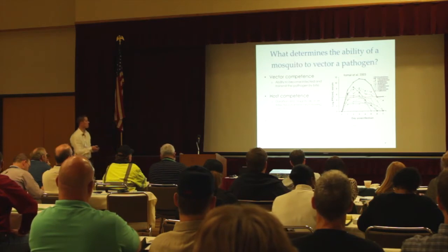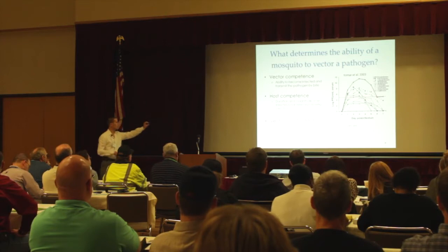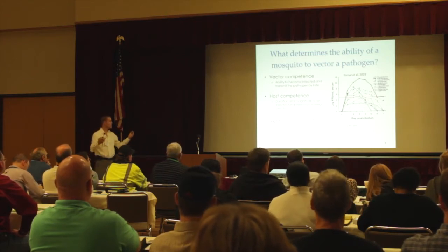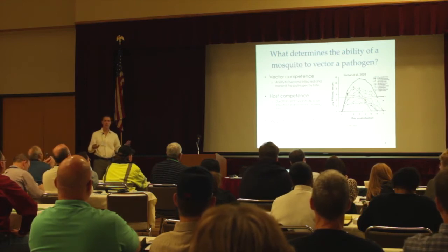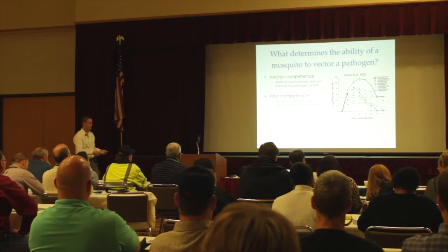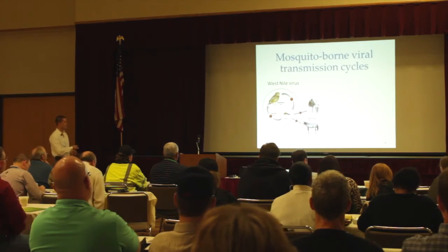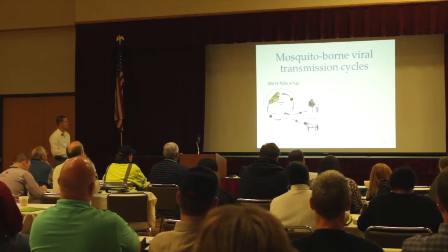All right. And then I want to make the point that we need to be conscious not only of vector competence and host competence, but also vector and host contact. We need to know which mosquitoes are feeding on which host, because that's also going to shape this whole transmission cycle. All right, so speaking of that, again, we're seeing the West Nile transmission cycle, just a different diagram here.